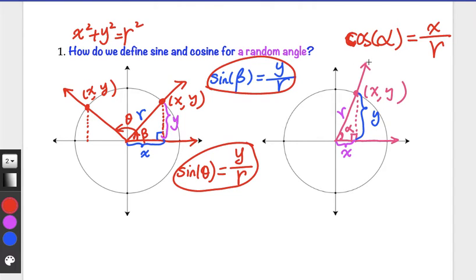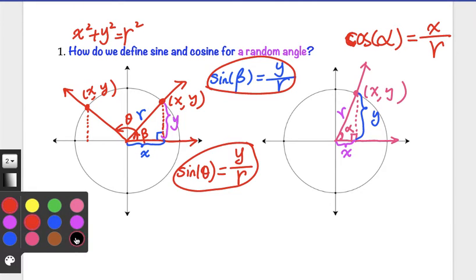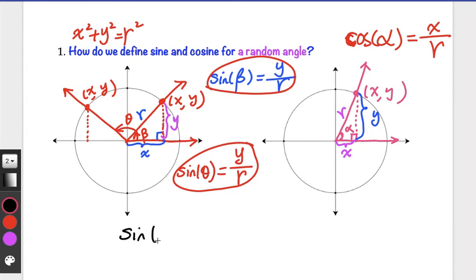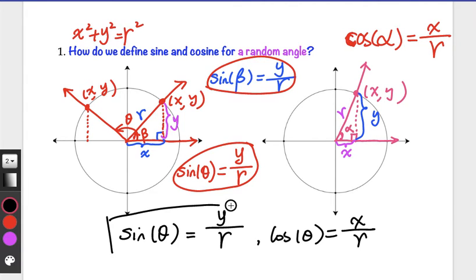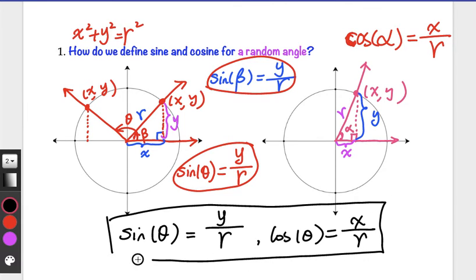So let's quickly write down the final conclusion of their definitions. If you're given a random circle and a random angle here, we define sine as y over r, and for cosine, we have the definition x over r. The r is the radius of that circle. So this is just how we define them for a random angle, and we use the rotation diagram to help us figure out the definition. Some students might say, but you keep talking about the unit circle, so why do we use the unit circle? That's going to be our next part.